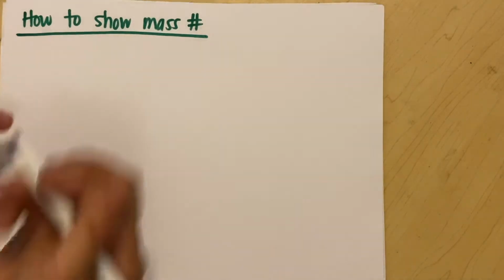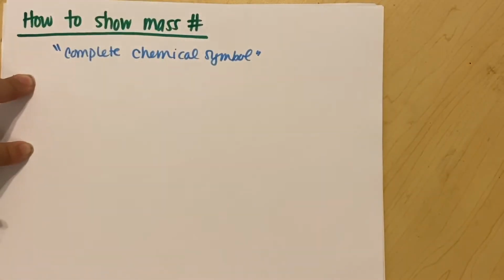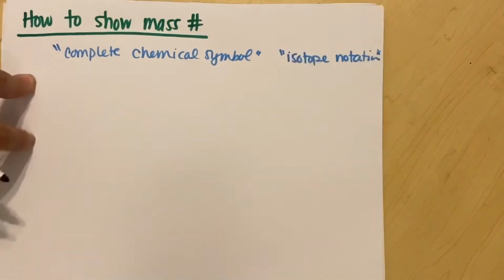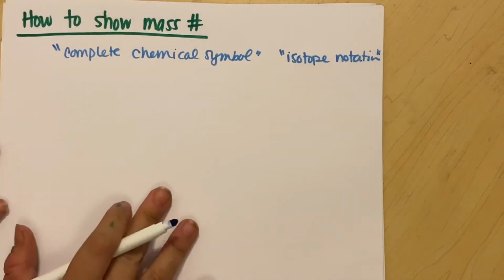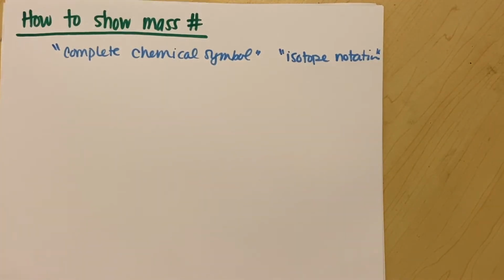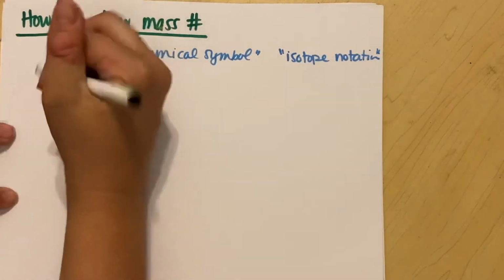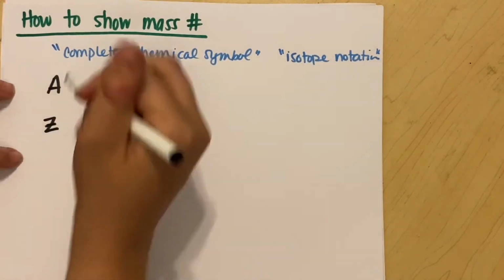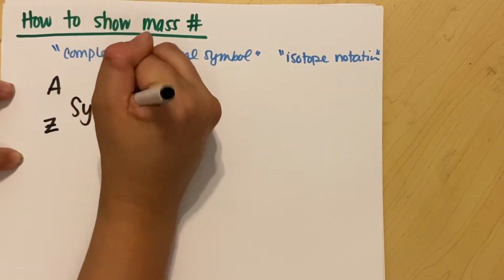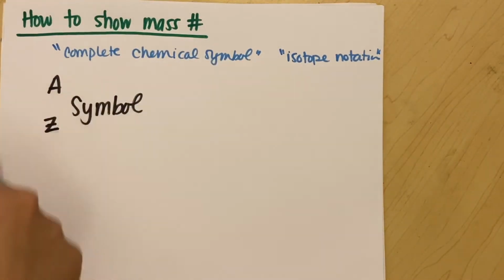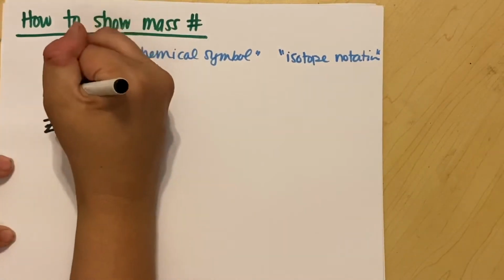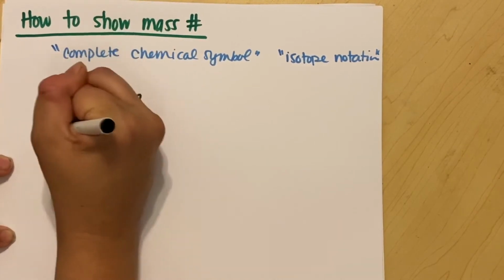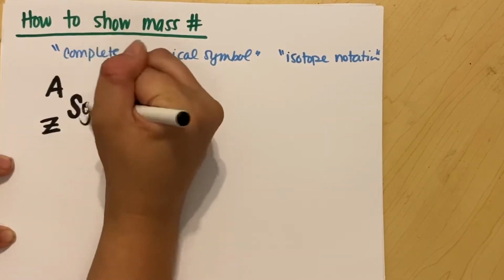And one of the most common ways is something called the complete chemical symbol. Okay, the complete chemical symbol, sometimes it's called the isotope notation. We'll talk more about isotopes in just a second. But either way, you will, I'm sure, come across something that looks like this: A up top, a Z down like a subscript, and then a symbol. This would be something that you'll see in your book or online. So A here, Z down here, and then whatever your chemical symbol is.